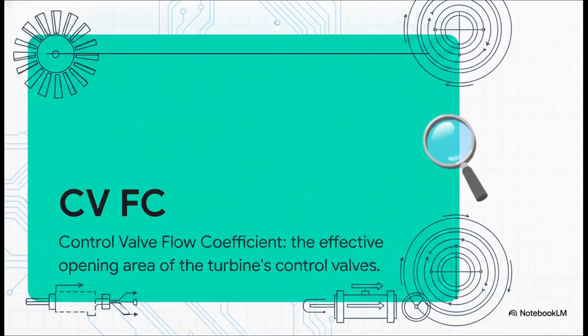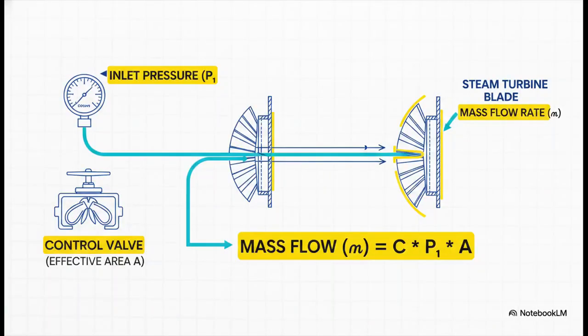Now, to truly grasp why this works, we have to connect that digital math to the physical reality of the plant. In a steam turbine, electrical power output is directly driven by the mass flow rate of the steam physically hitting those blades. And mass flow rate, well, that is directly proportional to two things: the inlet pressure pushing the steam and the effective area of the control valves letting it through. That is exactly why multiplying valve position by pressure gives us such a highly accurate load estimation.